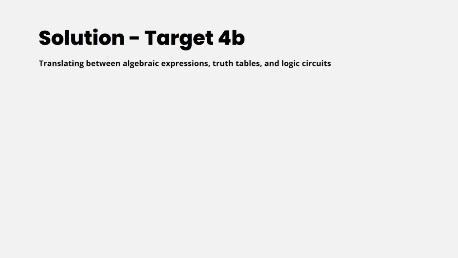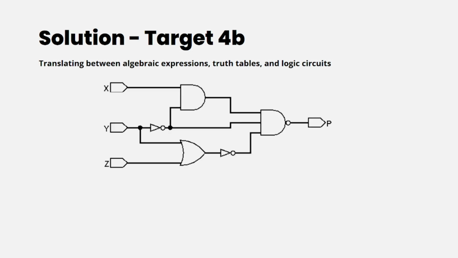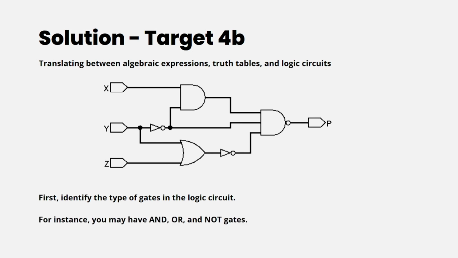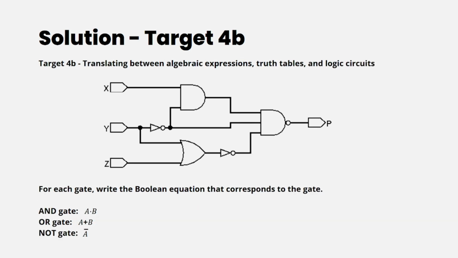So we are moving towards the solution, and we are going to translate between algebraic expressions, truth tables and the logic circuits of the given diagram. First of all, we are going to identify the type of the gates in the logic circuits, and after that we will have the instances of AND, OR and NOT gates. So here are some instances. AND gate will be A dot B, OR gate will be A plus B and NOT gate will be A naught.